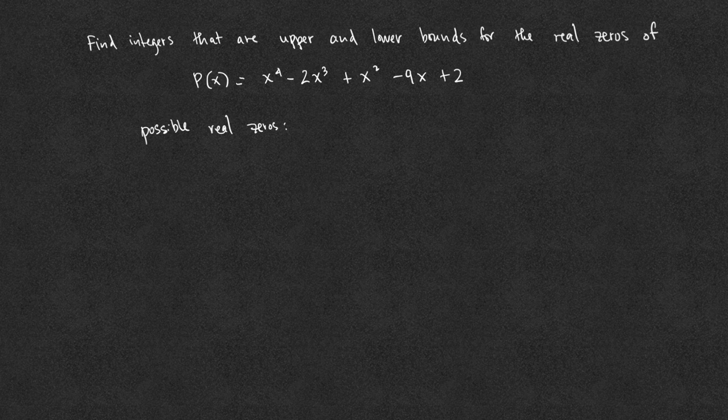rational zero theorem. The possible real zeros are of the form p over q, where p is a factor of the constant coefficient of the polynomial. The constant coefficient is 2, which has factors of plus or minus 1 or plus or minus 2.